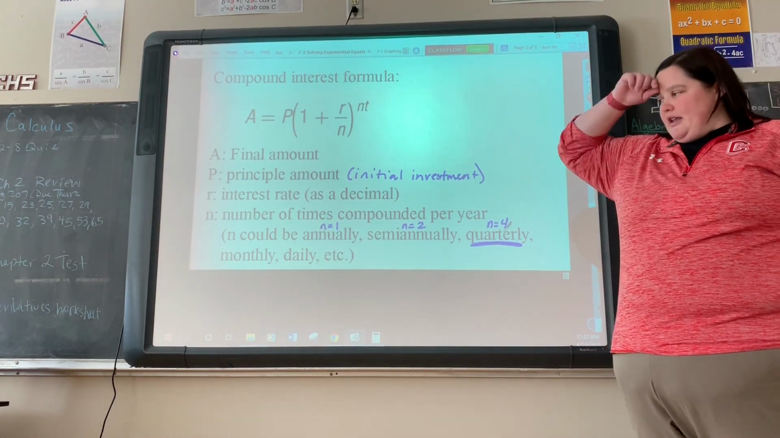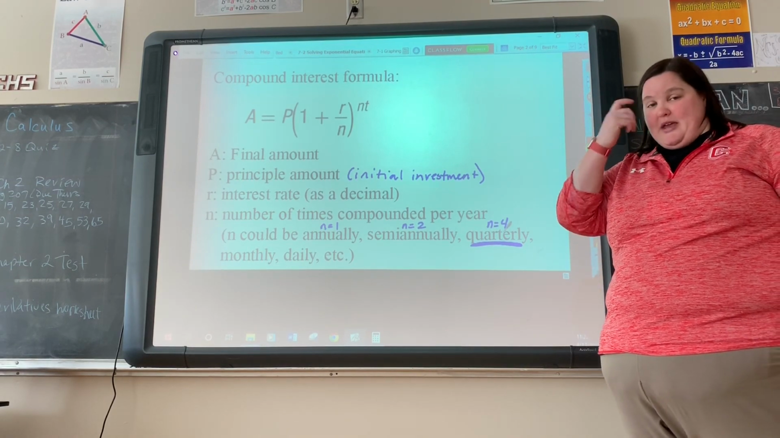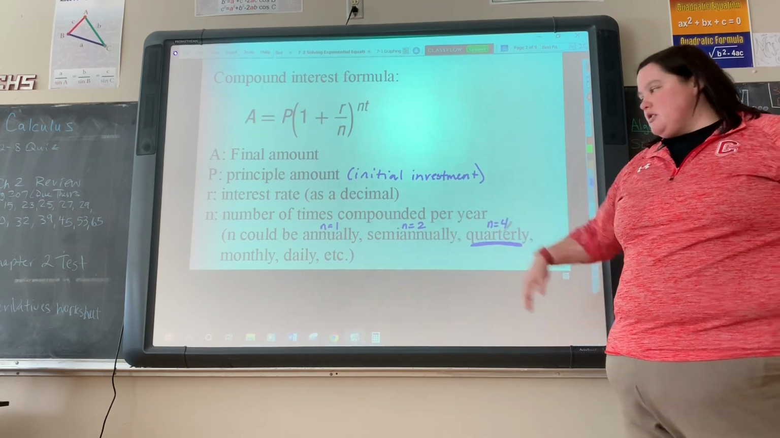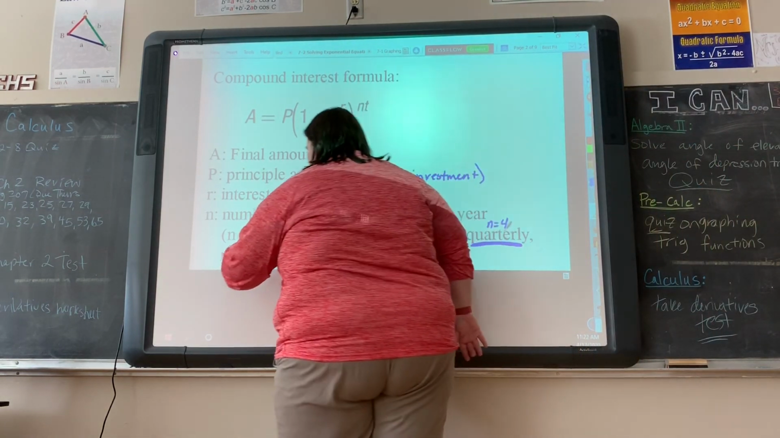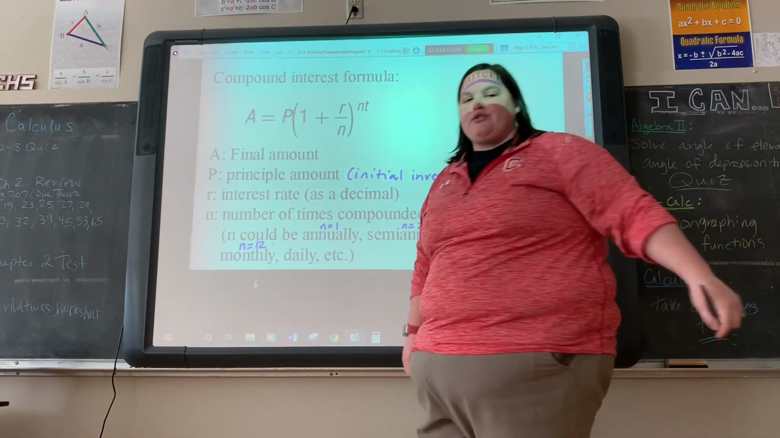The big one that is used most often is monthly. A lot of times banks will take that interest rate and divide it into 12 chunks. So here will be N equals 12. A lot of regular savings accounts are monthly.